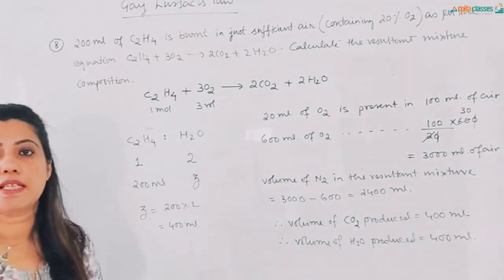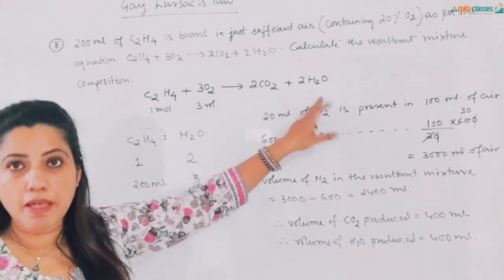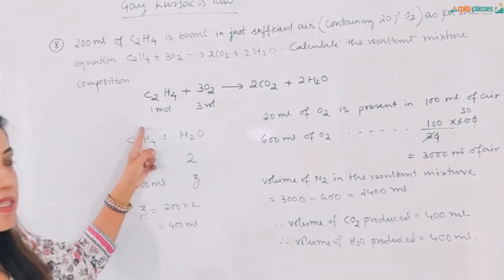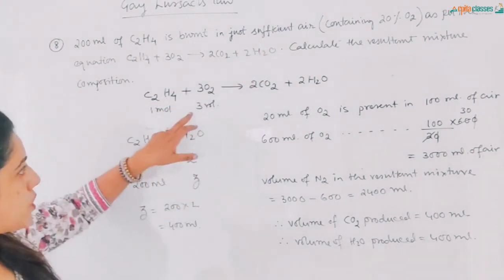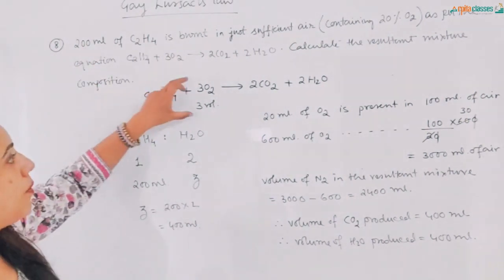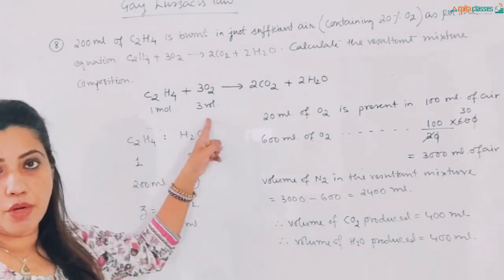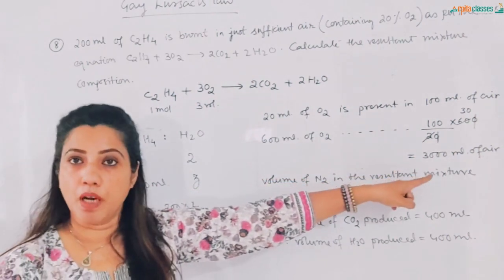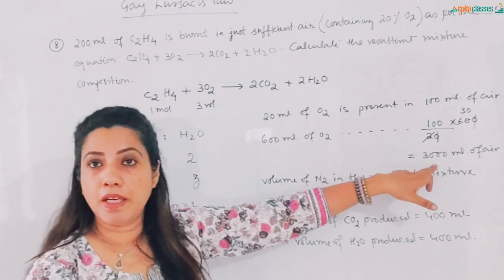So understand, when they say resultant mixture, the resultant mixture will not only contain the product, but it will also contain the unreacted reactants as well. So since in the reactant side we have taken air, first of all we saw to burn 200 milliliter of C2H4, how much oxygen is required? We got it 600 milliliter of oxygen is required. Now for 600 milliliter of oxygen, how much air we have to provide? Because we are doing the reaction in air. So we need 3000 milliliter of air.